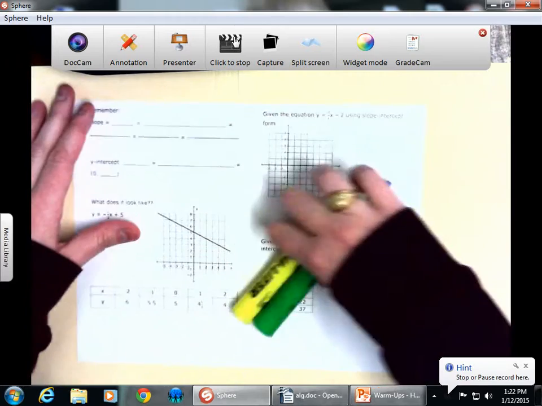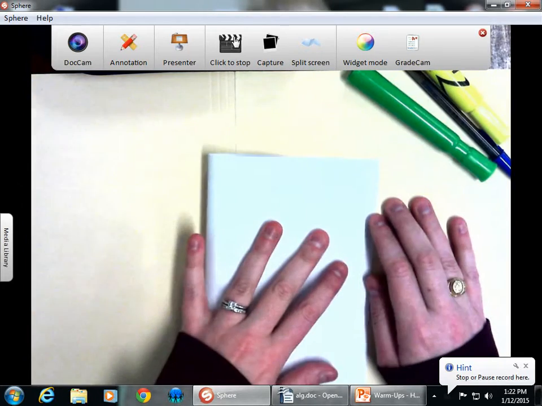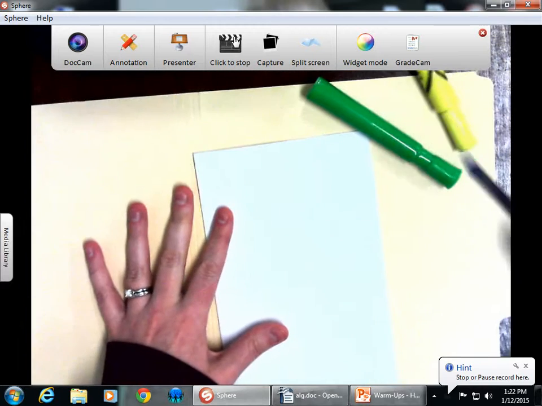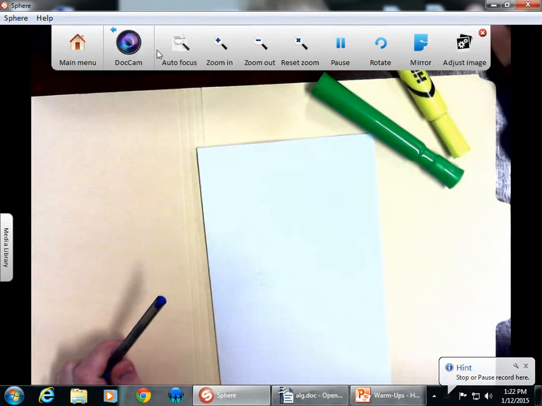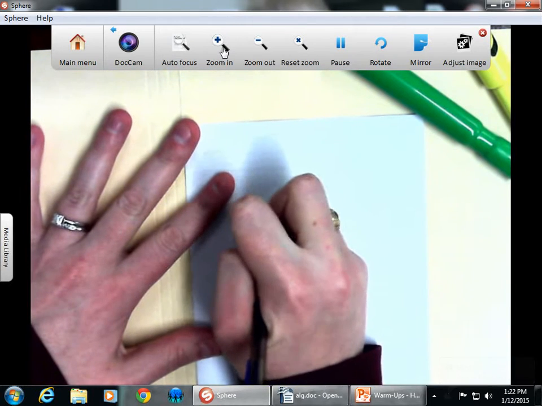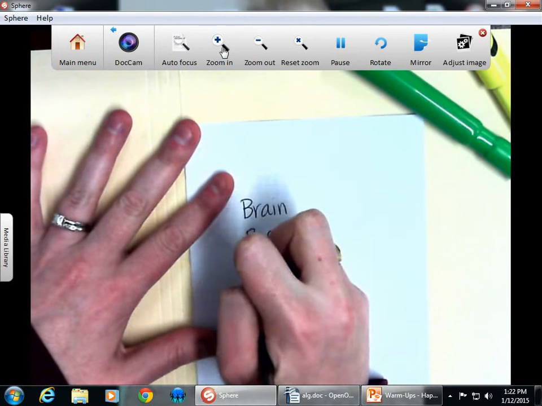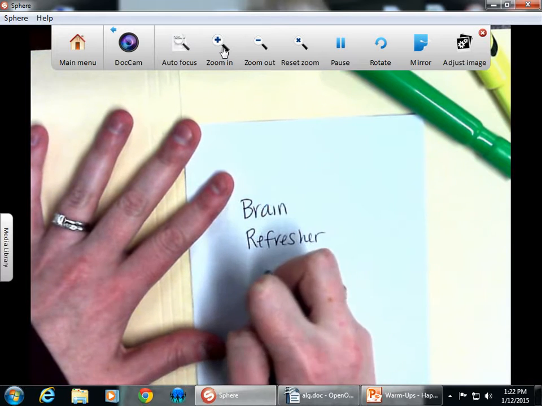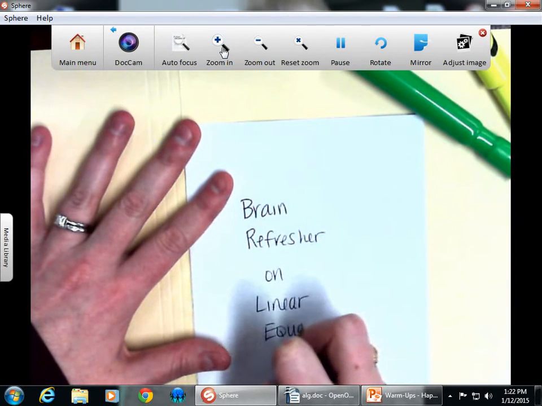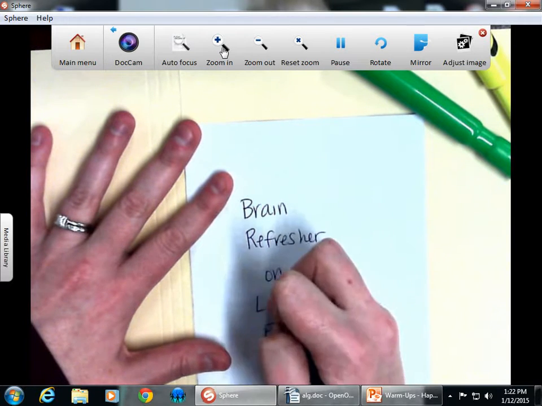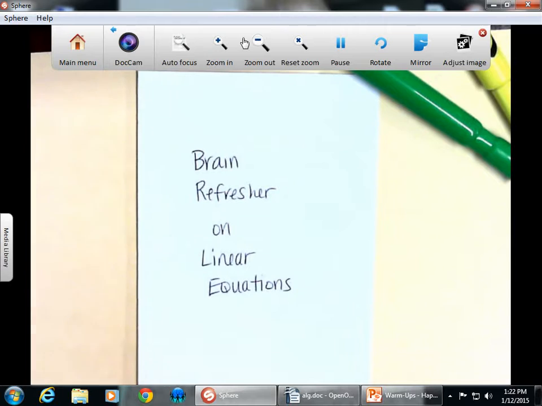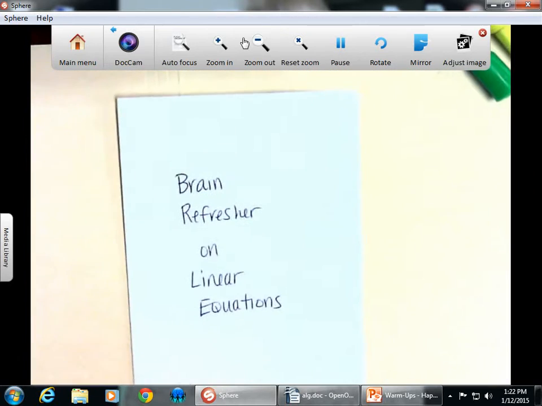Okay, if you have not, go ahead and fold your notes in half. And if you don't have a title, let's go ahead and give it a title here. We're going to call it Brain Refresher on Linear Equations. If you already have a title, you don't need to give it one. But if you don't have one, Brain Refresher on Linear Equations. Go ahead and open it up.